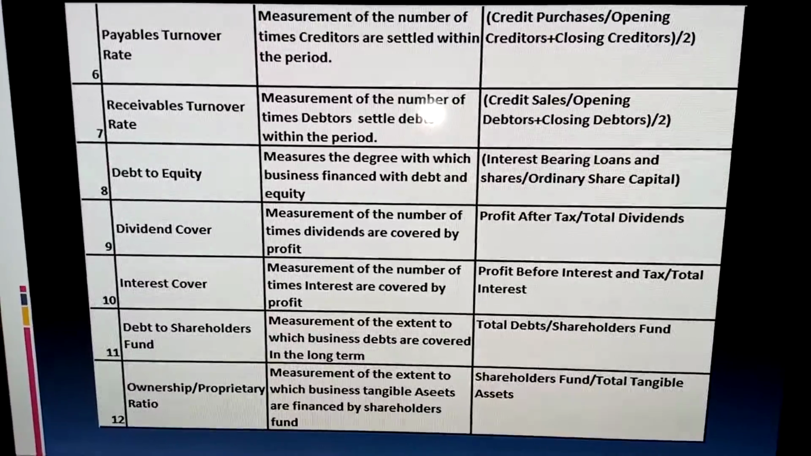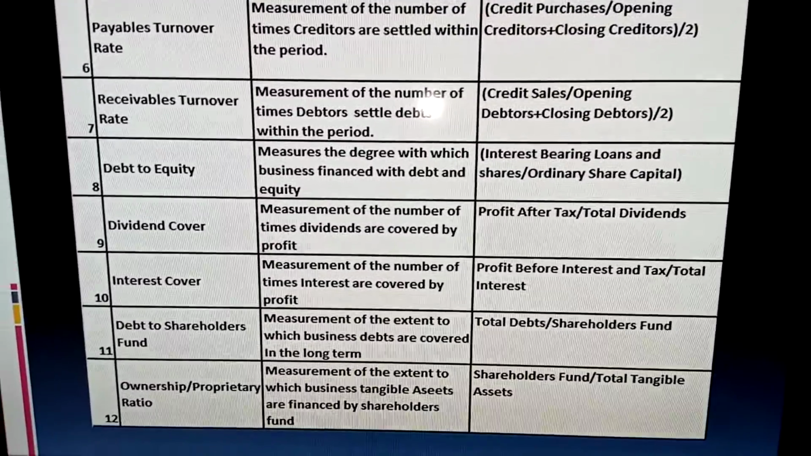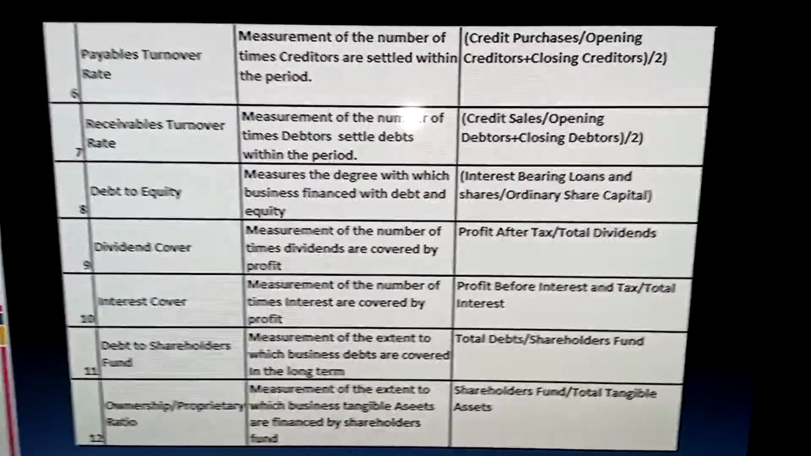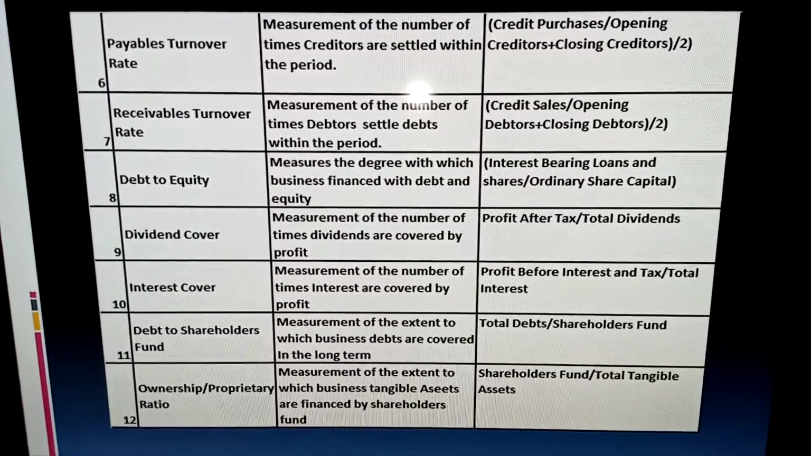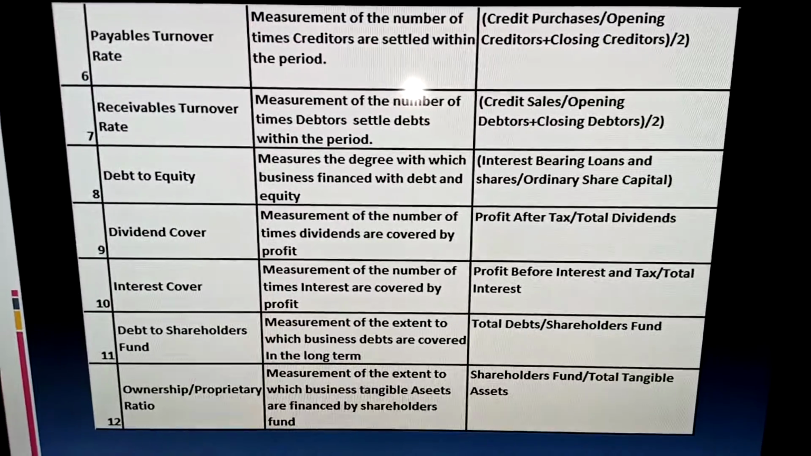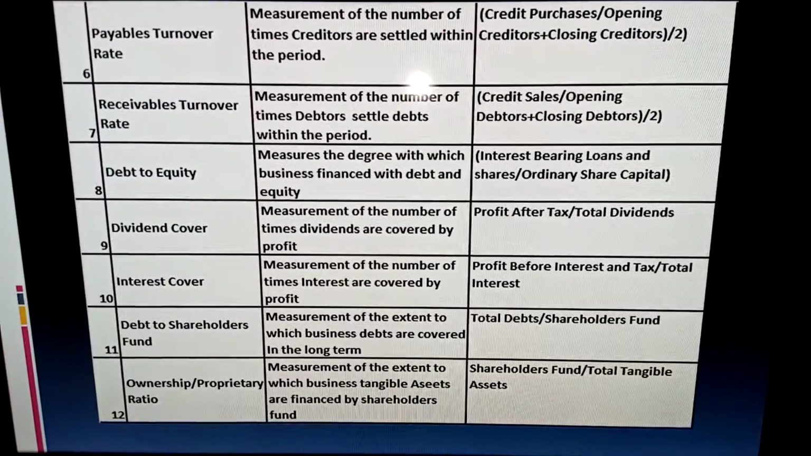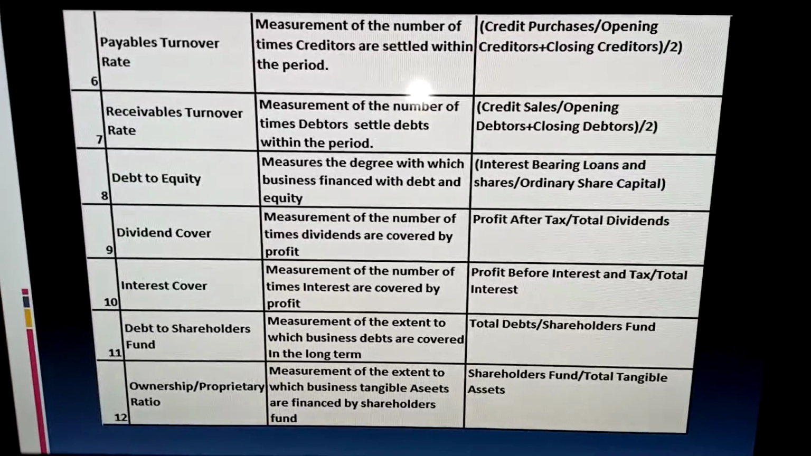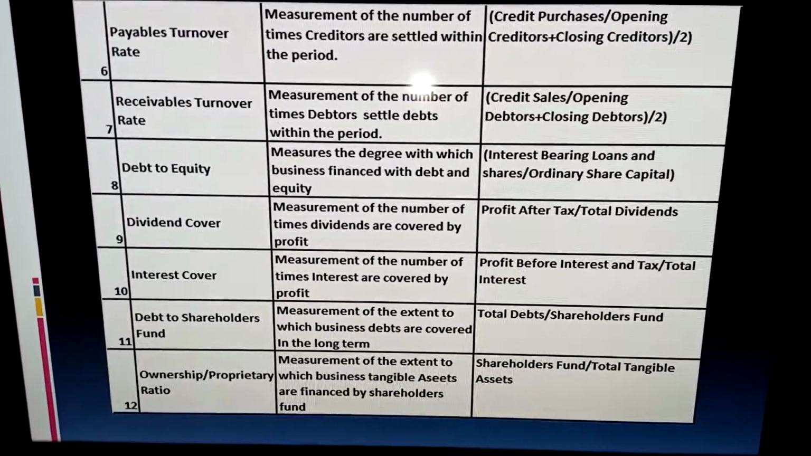The next one here, debt to equity, more of a long-term solvency ratio. So we have what we call debt to equity. What's the degree with which the business is financed with debt and equity? What I'm saying is that you're looking at what the shareholders have in the business compared to the loans that the business has. So what are the interest-bearing loans?